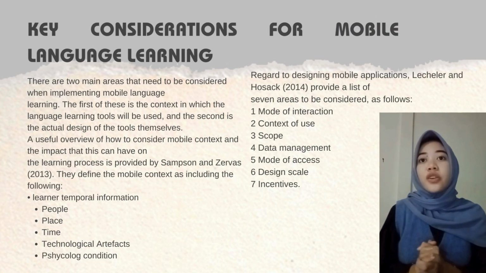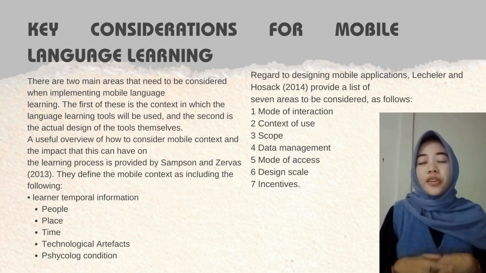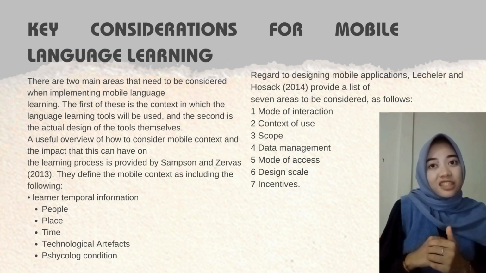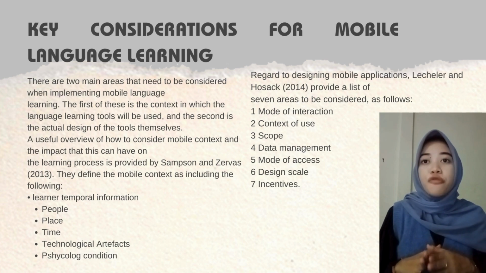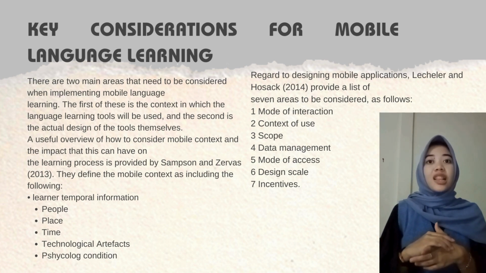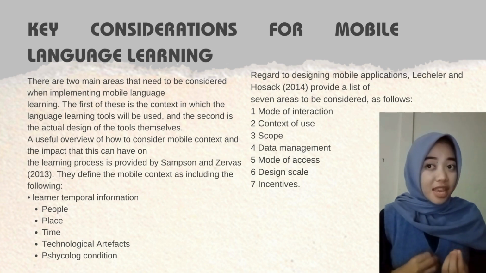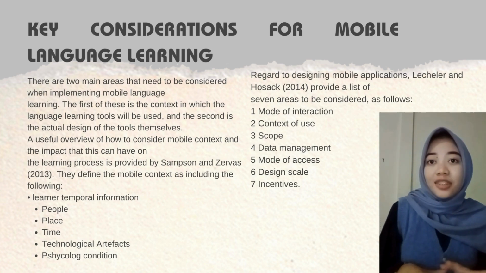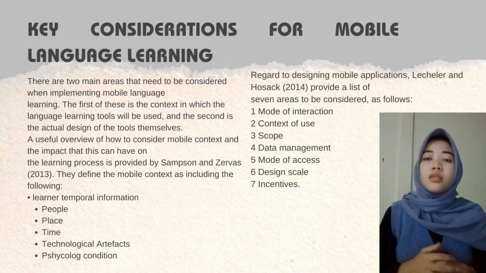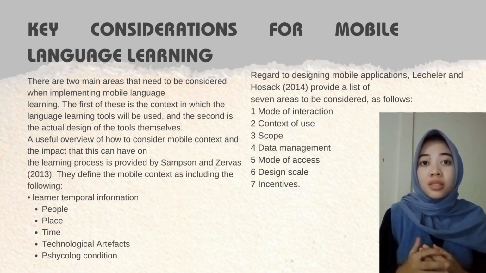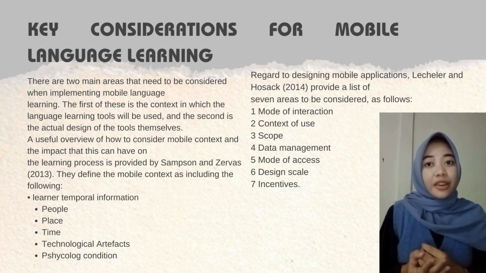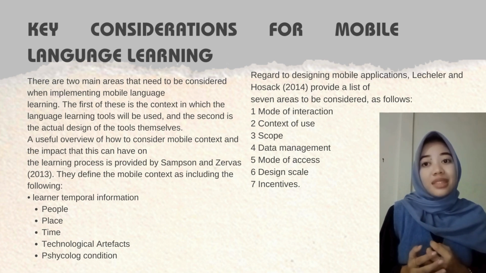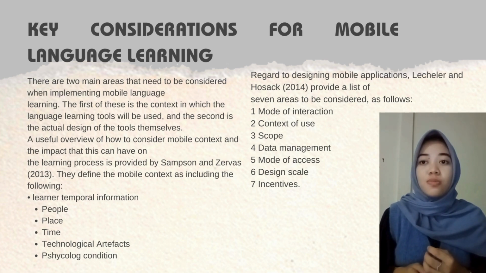Material is consideration for mobile language learning. There are two main areas that need to be considered when implementing mobile language learning. The first is the context in which the language learning tools will be used, and the second is the actual design of the tools themselves. These two elements cannot be separated from one another, and the design of any learning tools will be dependent upon the context in which they are to be used.